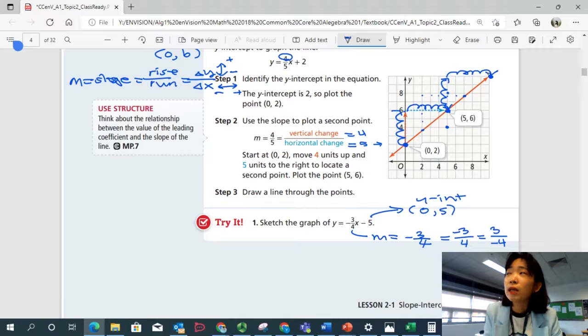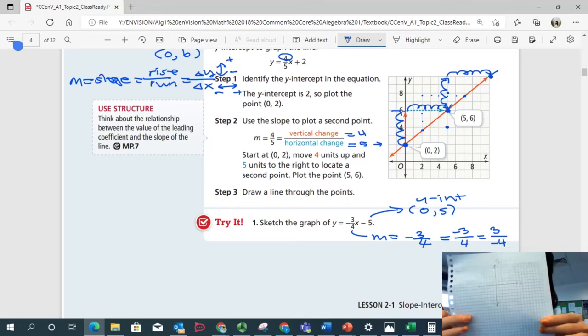For example, going up and right is the same as going left and down, because -4 over -5 makes a +4 over 5 as well. So it could go the other way as well. Or you go up 4, right 5, up 4, right 5. Does that make sense? For negative, you could go down 3, right 4, or you could go up 3, left 4. But they should be the same line.